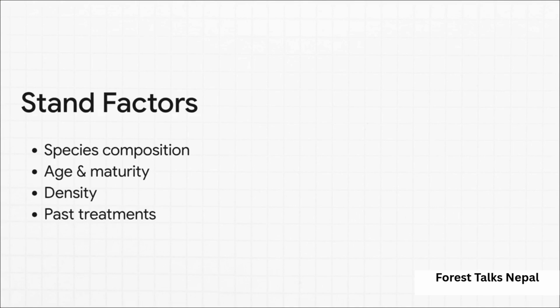The crucial thing to remember here is that even if you have perfect soil and ideal rainfall, these variables are going to drastically alter your yield: what specific species are actually planted, what is their age and maturity, how densely are they stocked together, and what past silvicultural treatments, which is just a fancy way of saying previous care and cultivation, have they received. You could have the best land in the entire world, but if the species composition is poor or the density is totally off, the yield is definitely going to suffer.